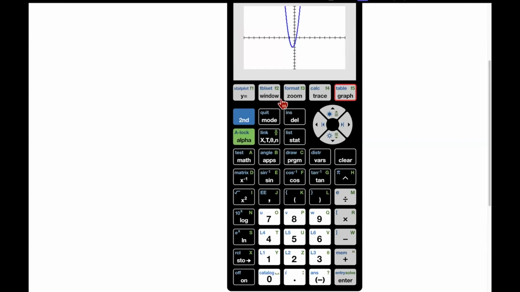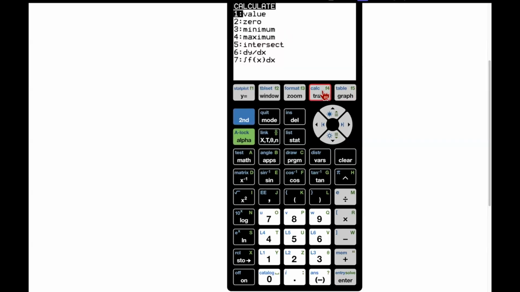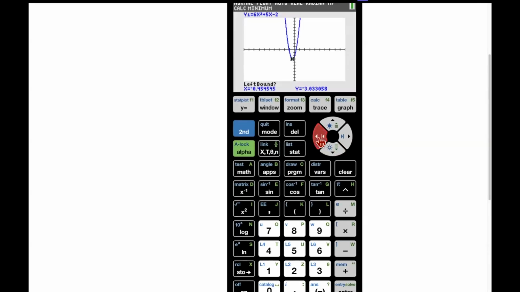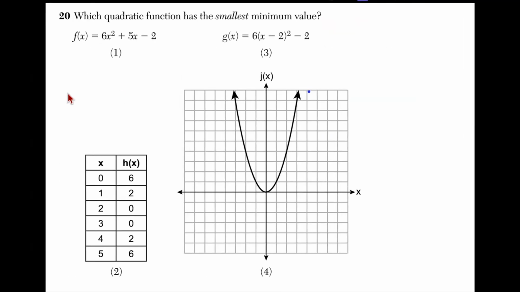Okay, so if I want to, there's actually a function here under calc. If I hit second and then trace, I can look down. That is a minimum value. So I just need to go to the left of that point, and I need to go to the right of that point. My guess is over here, and I can see that y value is at negative 3.04. These are the exact coordinates of my vertex. So my vertex here is at negative 3.04. So this here is going to end up being the function with the smallest minimum value, number one.